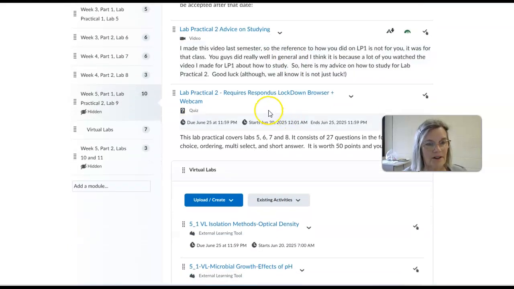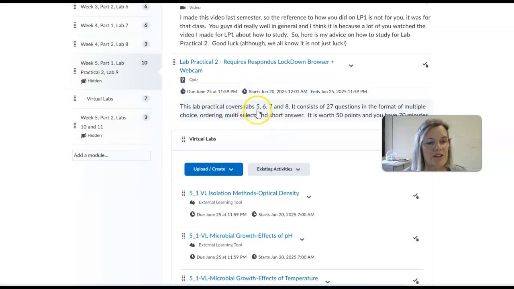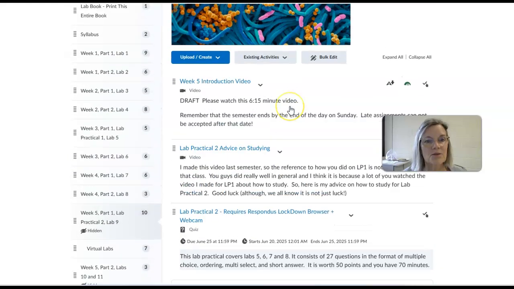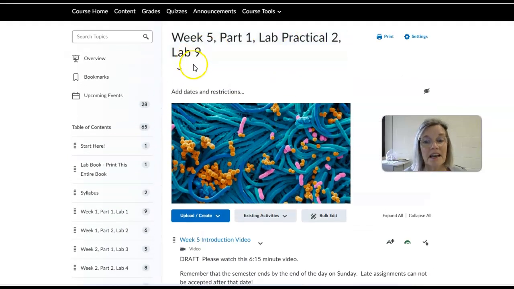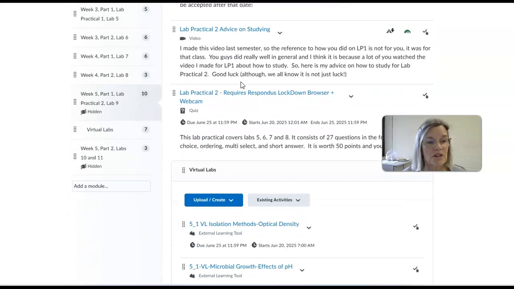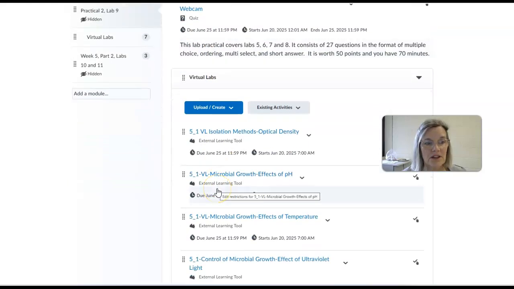So there's the Lab Practical. Remember, it uses Respondus in the lockdown browser, and follow the instructions and all that. It covers labs 5, 6, 7, and 8. This week, we're on lab 9. So the lab material from this week is not on the Lab Practical. So I highly recommend that you study and do the lab practical before you do lab 9 material.